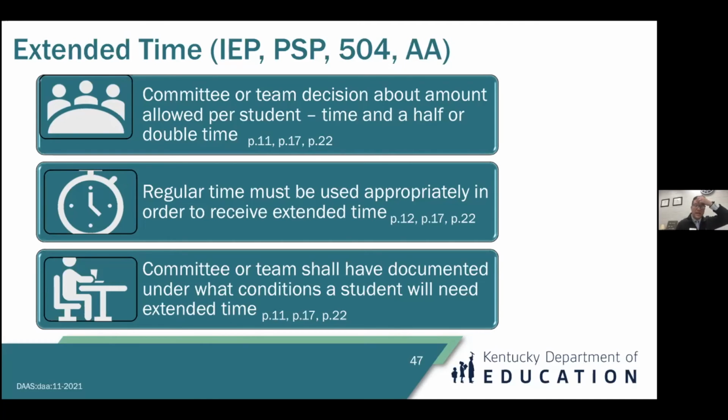Your committee or team shall have documented under what conditions the students will need extended time. And we look at things like your time off task, and we look at your processing speed scores, and we look at a lot of different things, but the committee should make that decision and have some basis of a need for that. It has to be need based. You have to have need for extended time. And of course, students with intellectual disabilities, lots of times will qualify for this, as well as students that have autism.